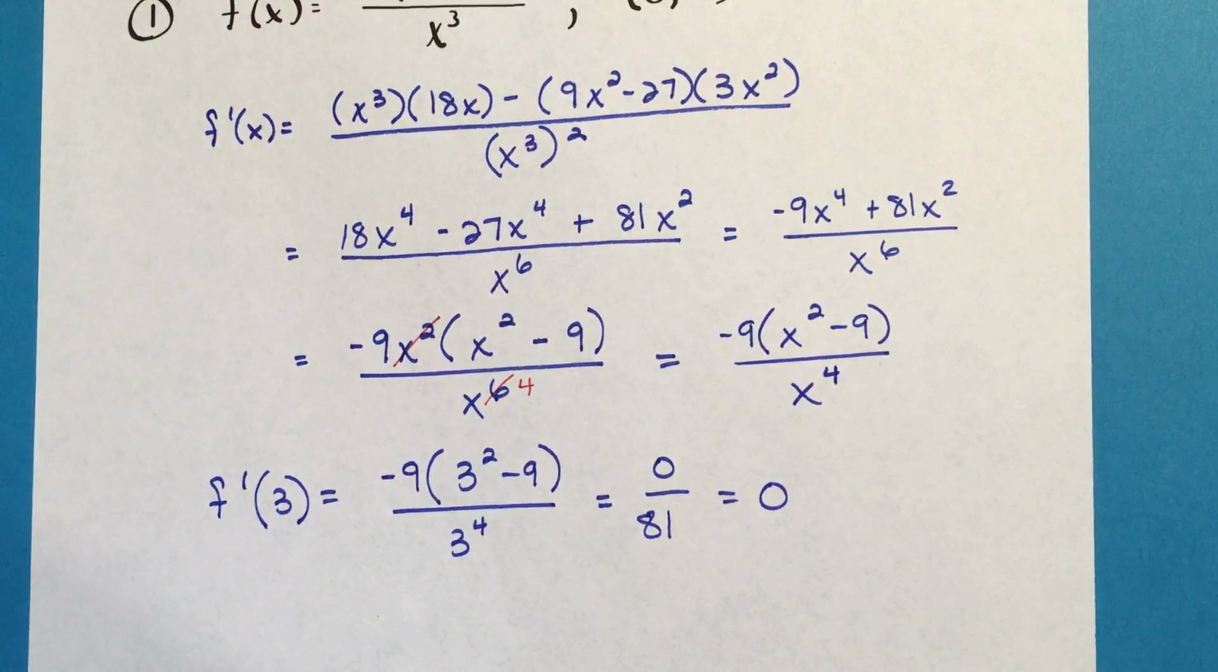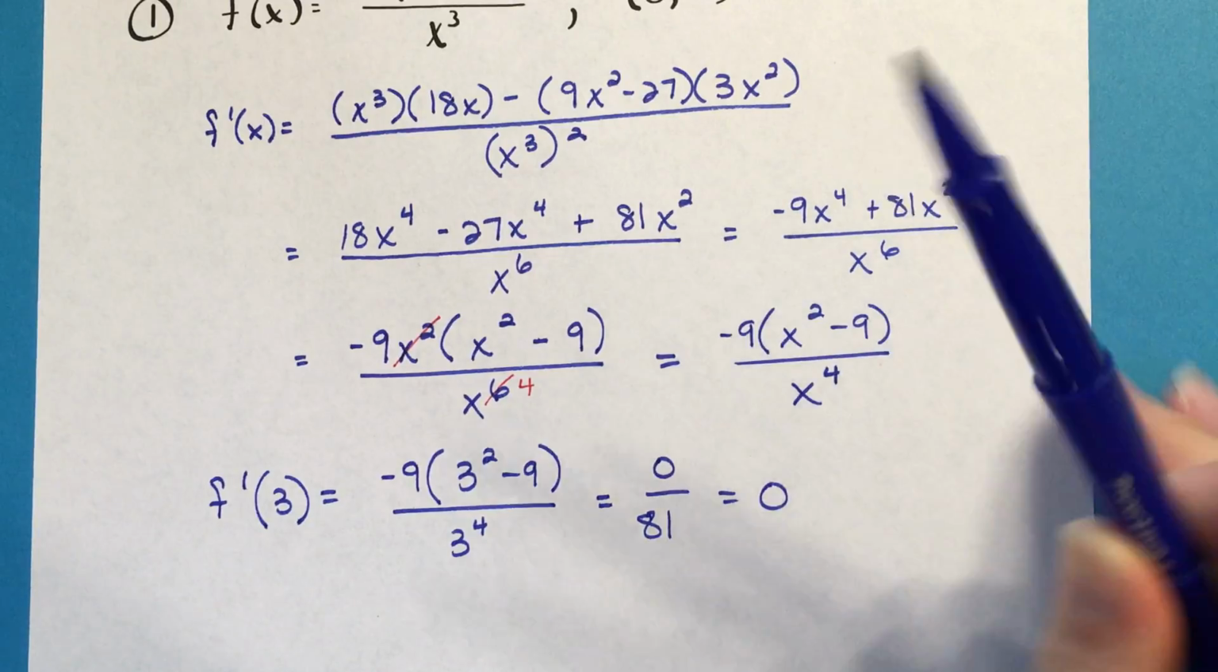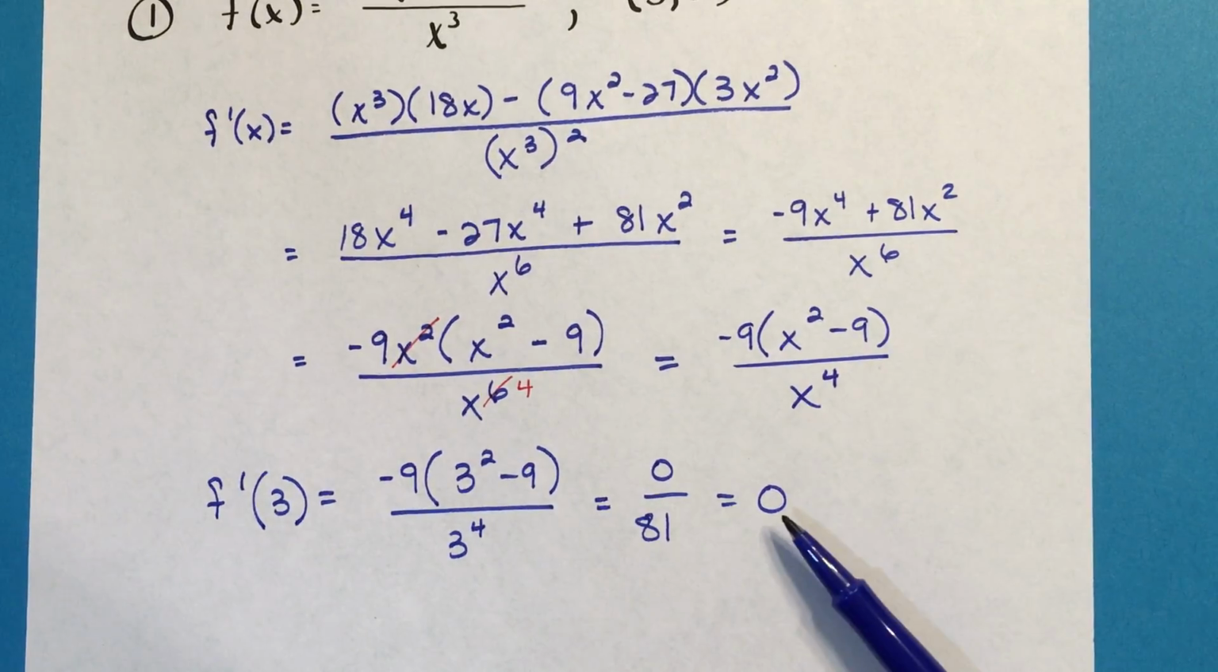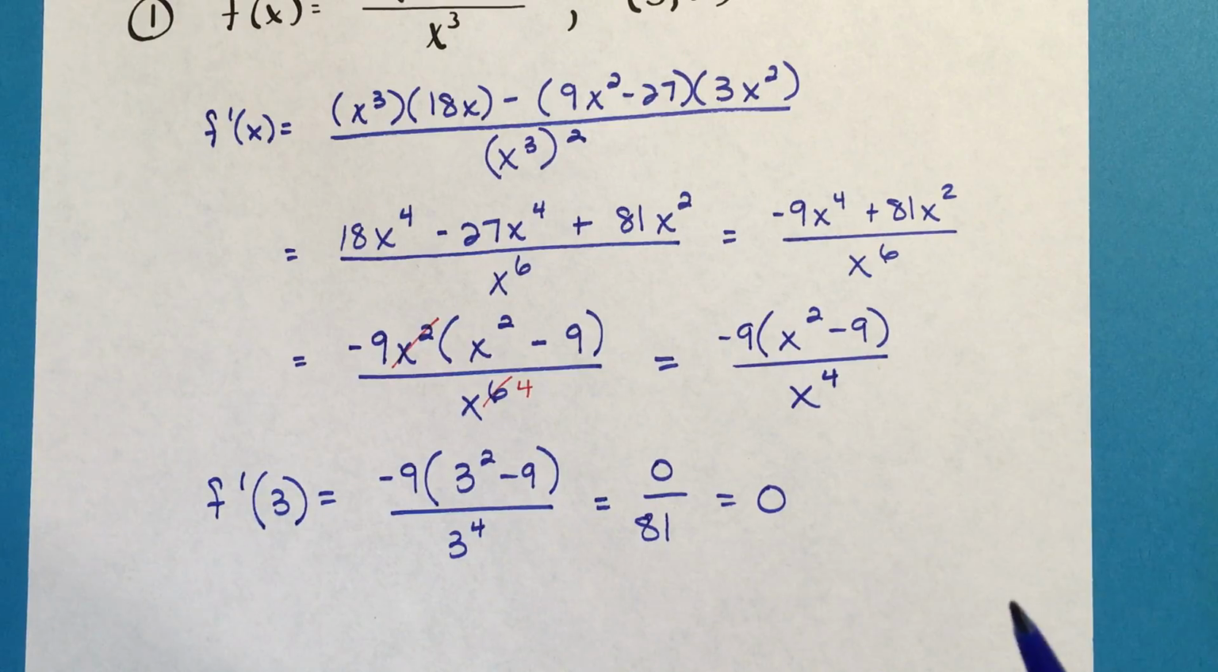Now, remember, derivative is the slope of the tangent line at that point. So, on this graph, at the point (3, 2), we have a slope of 0. So, what type of line always has a slope of 0 would have to be a horizontal line.